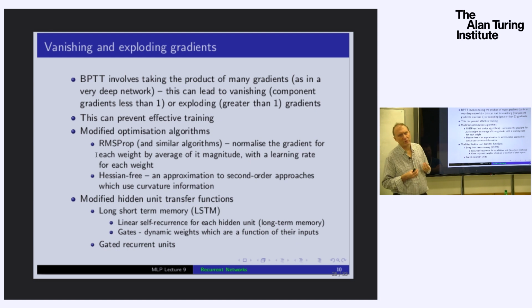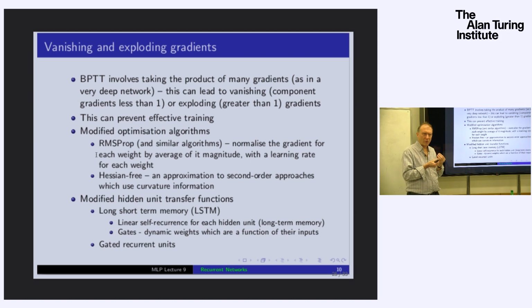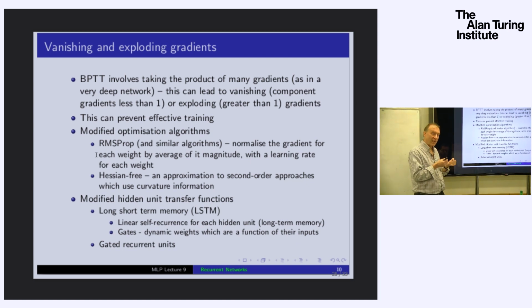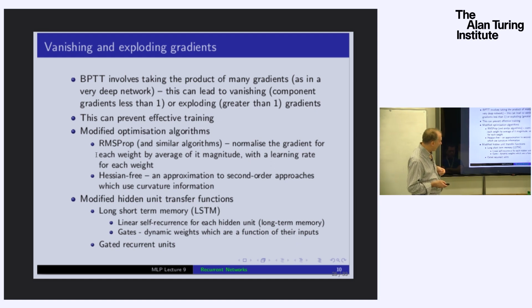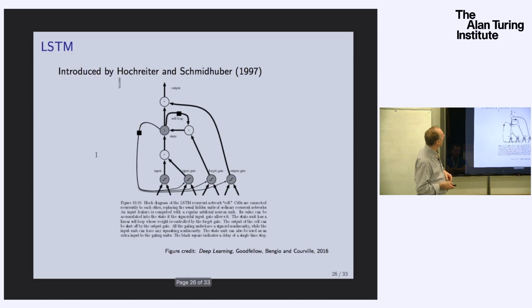But another thing you can do is also to say, well, maybe we want to be more careful about how we organize that state and how we organize the effect of the previous state on our current state. So one example of this is the so-called long short-term memory, LSTM, introduced by Hochreiter and Schmidhuber.